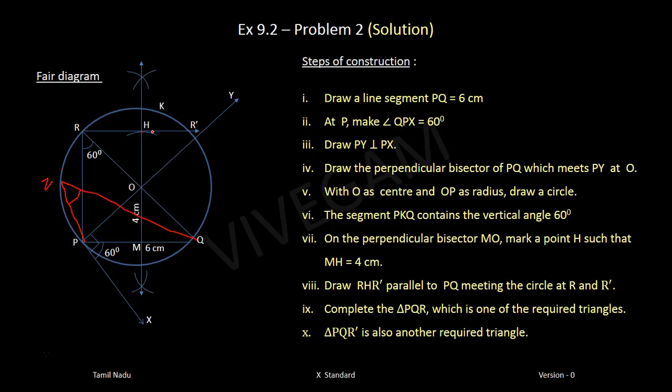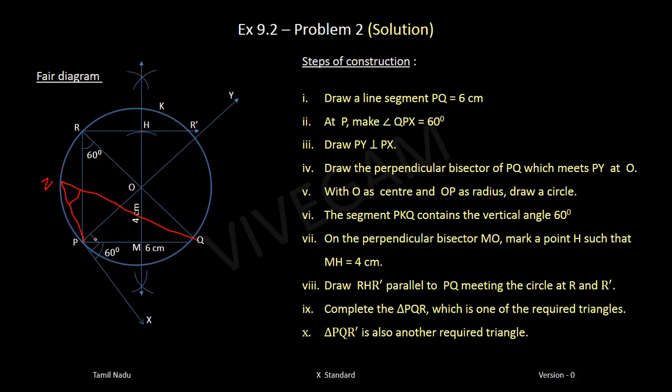Okay. Now let's go through the construction. Draw the line segment PQ. So first step was we drew the line PQ of 6 centimeter. At P, make an angle QPX of 60 degrees. Draw PY perpendicular to PX. What is the next step? We drew PY which is perpendicular to PX.